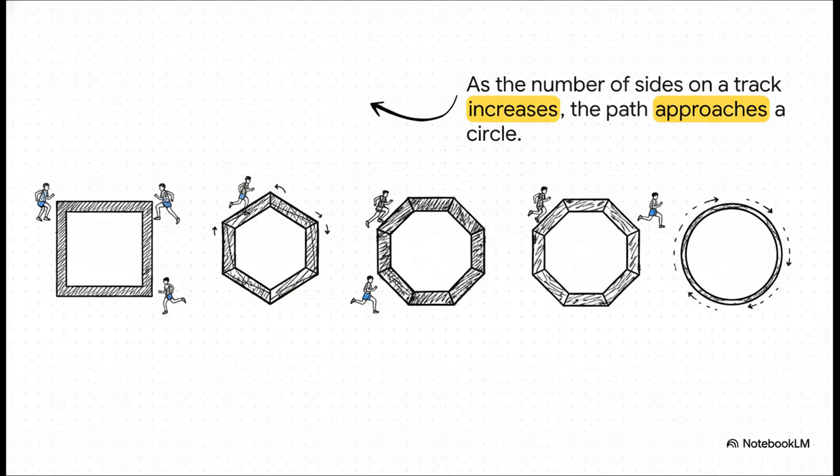Please look at the image on this slide. An athlete is running on a rectangular track. He has to change his direction sharply at the 4 corners. Now, if the track was hexagonal, he would have to change direction 6 times. On an octagonal track, 8 times. You can see the pattern, can't you? As we increase the number of sides of the track, the path becomes more and more like a circle. And on a perfectly circular path, the athlete has to change his direction at every single moment.